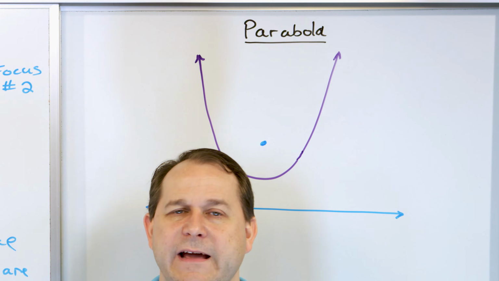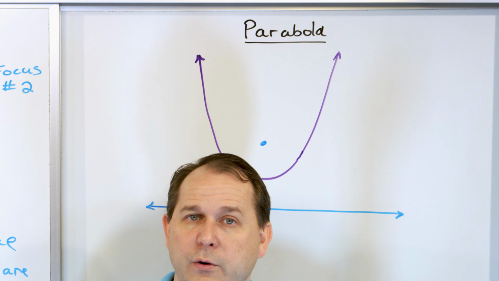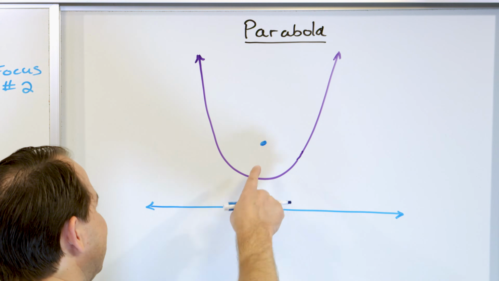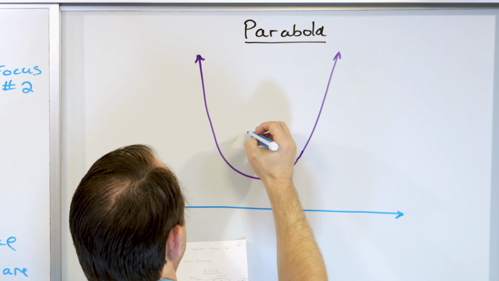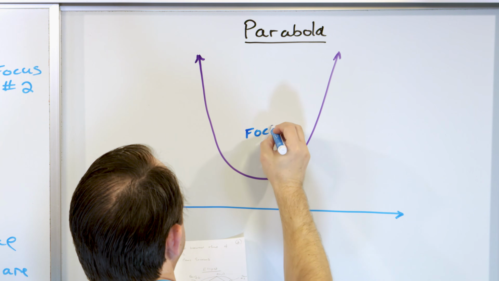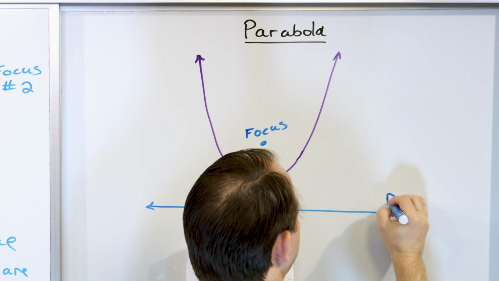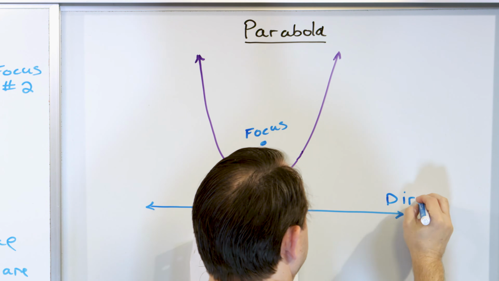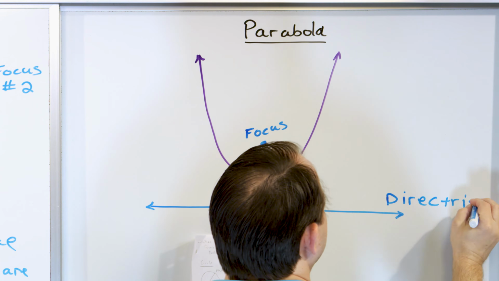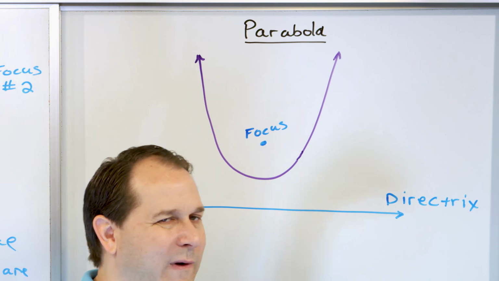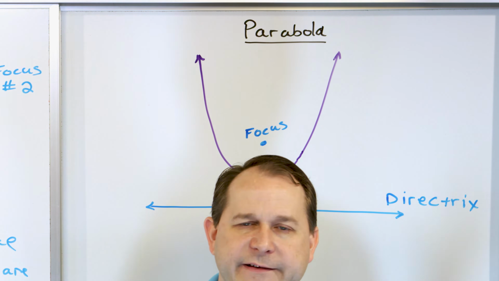Now for a parabola, you need 2 things to define what the parabola is, but it's not 2 foci, it's 1 focus and 1 line. This thing is called a focus, so I'm going to write down focus here. Call it focus F. But this line has a special word, it's called directrix. So anytime you see the word directrix, you know it's the line associated with a parabola.